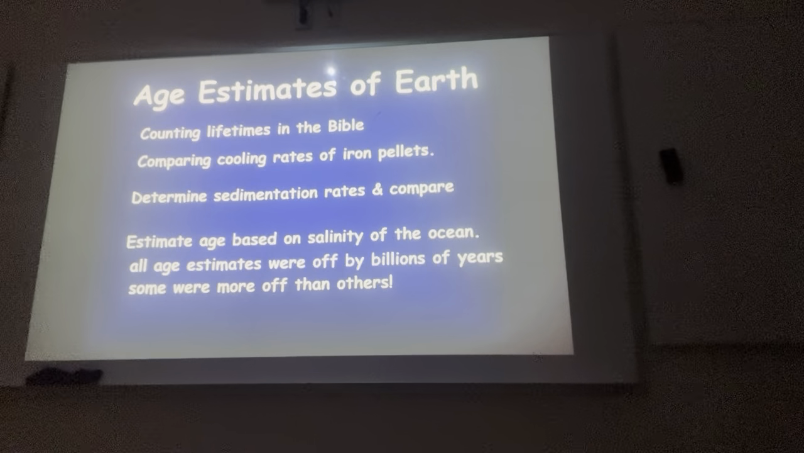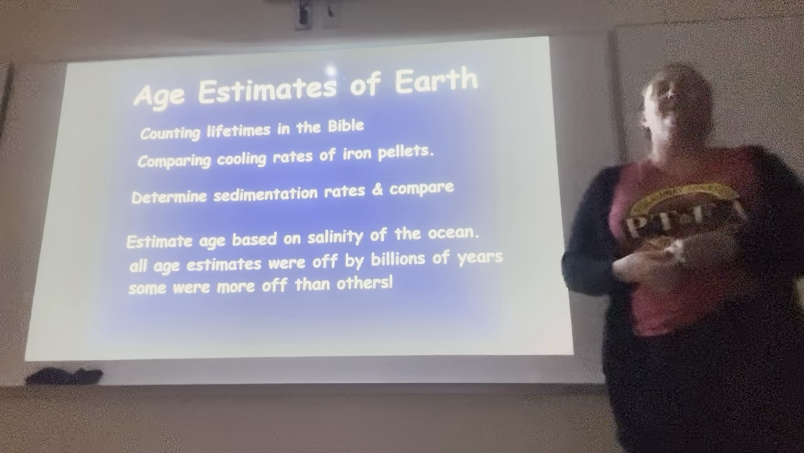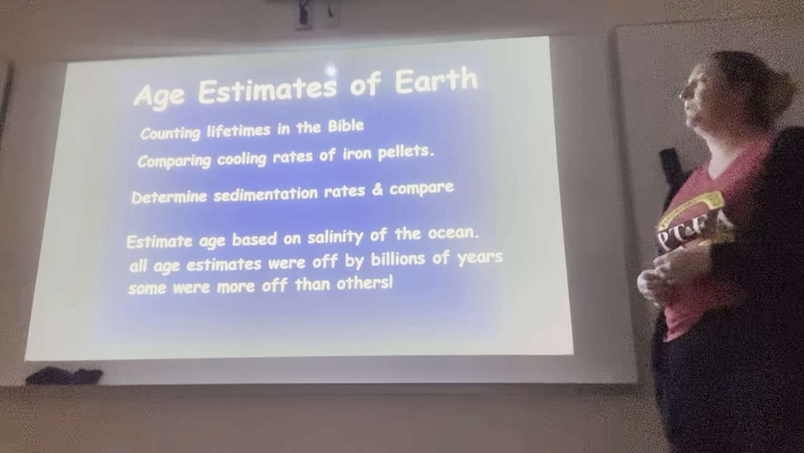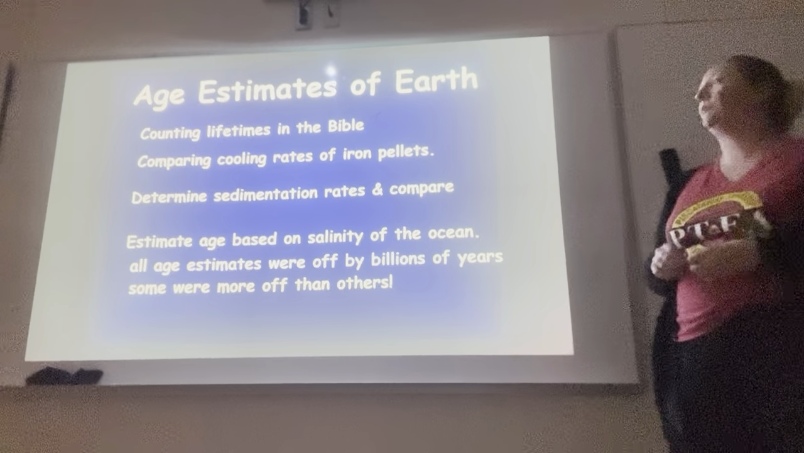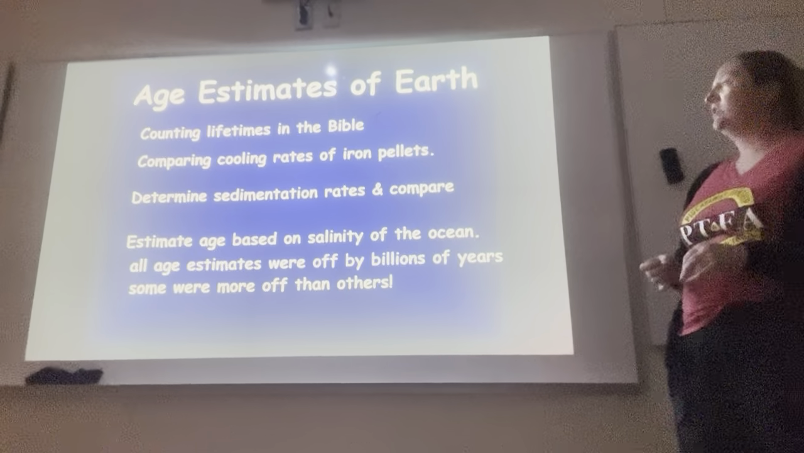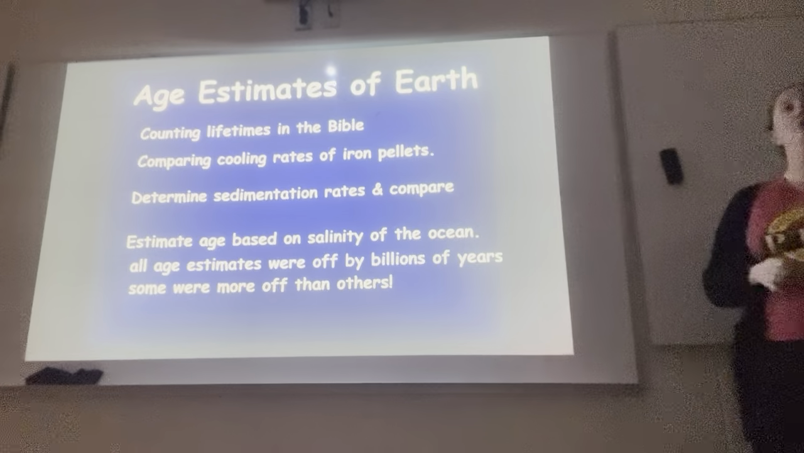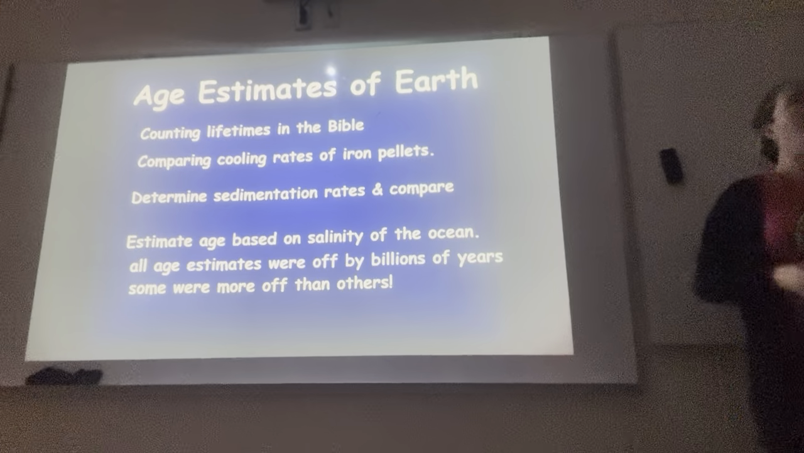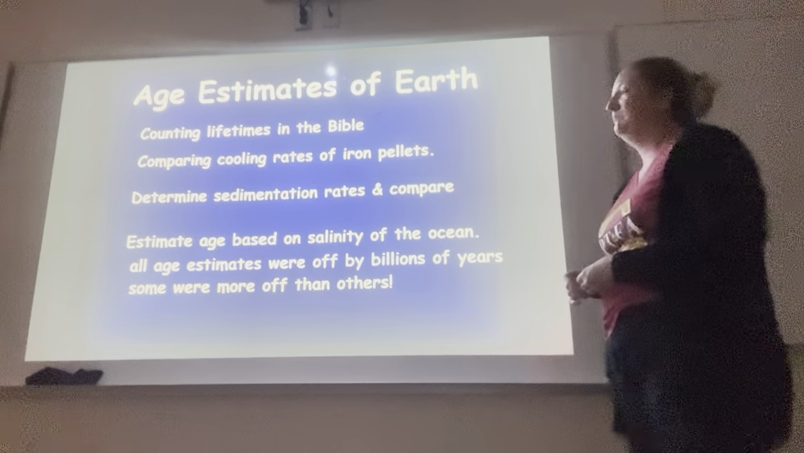Other people looked at the cooling rate of iron pellets, because we know that the Earth has an iron core in its interior. So they thought, if we can figure out how quickly iron cools, we can estimate how long the Earth has existed. They looked at sedimentation rates and tried to compare: if sediment forms at this many inches per year, we can look at the depth of sediment around the globe and figure out how old the Earth is from that. Most of these estimates were really not good.